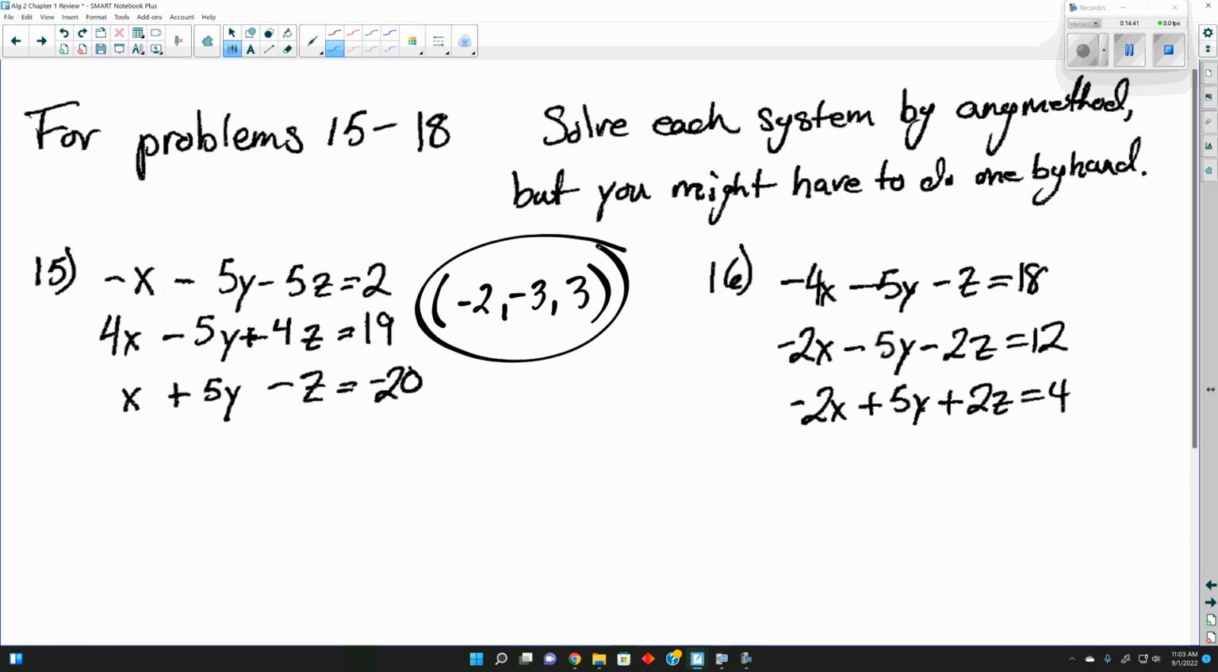Now with 15 through 18, problems like this here, you will get a solution on the test. We won't have no real solutions or all real. You will get an answer. Okay?